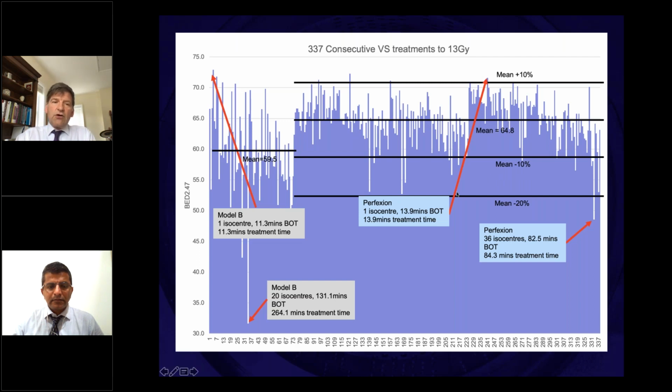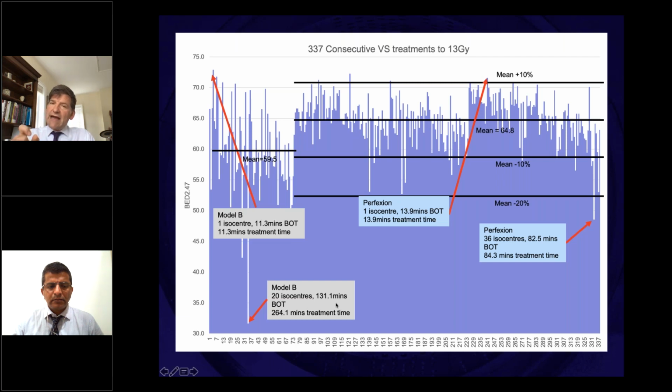So here, this is a plot of the BED for all of those treatments delivered. And you can see that even though we gave exactly the same dose of 13 gray, this is a really heterogeneous group. The BED varies by as much as a factor of 2. So the highest BED treatment was actually an old Model B treatment with a single isocenter, just 11.3 minutes of beam on time. The lowest BED treatment was a Model B delivered with 20 isocenters, 131 minutes of treatment time.